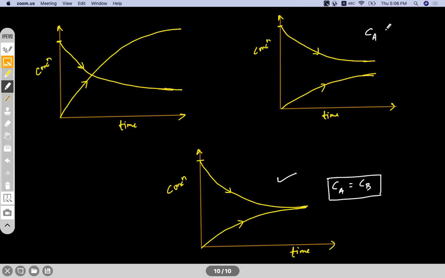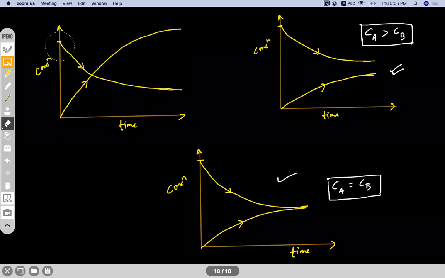Here what we have, CA is greater than CB. This one is also fine. We know this condition is also possible, so this graph is also fine. For this one, purposely I have given this graph, which is above this concentration line. If this is the graph we have, then this is not possible, because the concentration of product can never exceed the concentration of the reactant given.